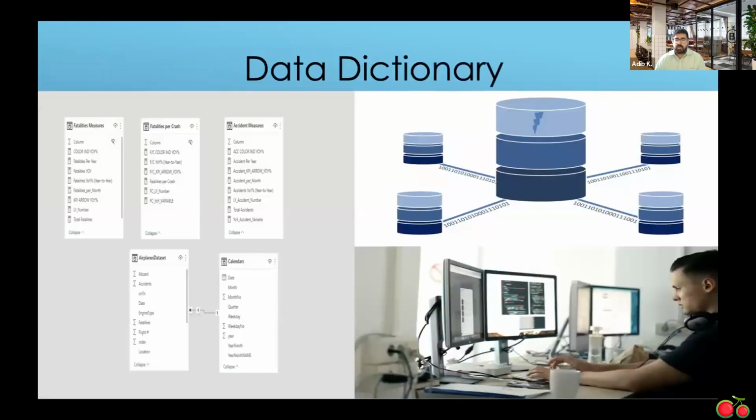Now, I was able to perform my data modeling by creating a relation with my main table, airplane data set, with my calendar table, in which I use DAX to perform my time analysis. I also created 3 other tables with their respective calculated measures and certain key point indicators to be used in my dashboard to have some better understanding when looking at the aviation safety data.